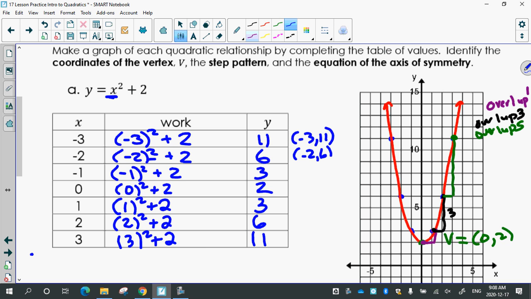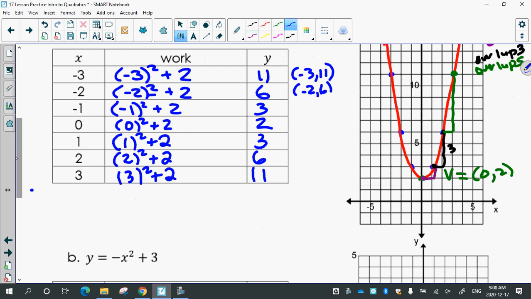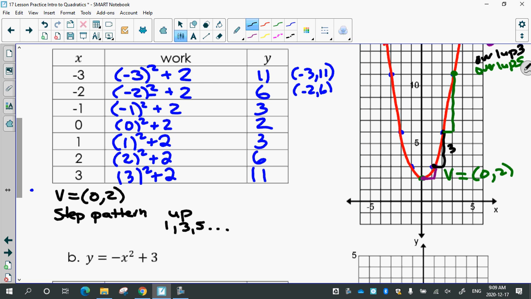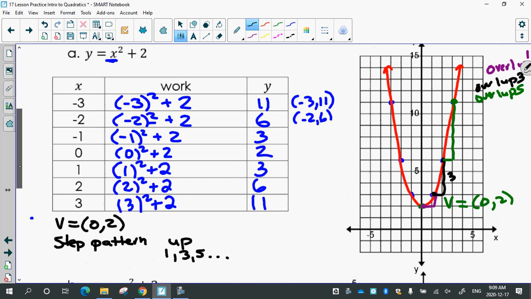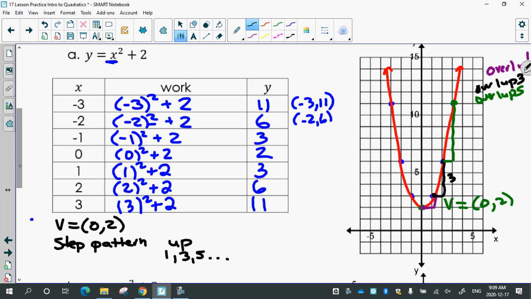So our step pattern, we can say, got room under here. Our vertex is 0, 2. Our step pattern is up 1, 3, 5, etc. And our axis of symmetry is the y-axis again, agreed? That's my mirror line. And we know that that has the equation x equals 0.